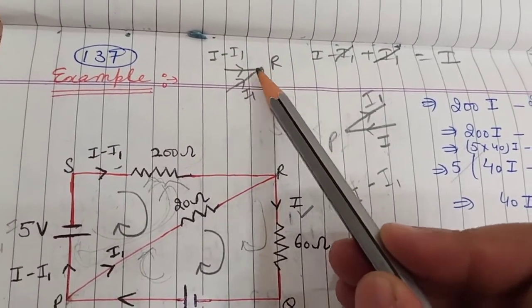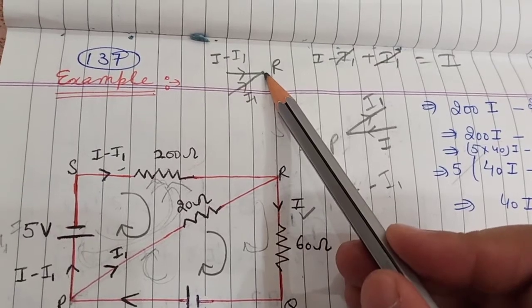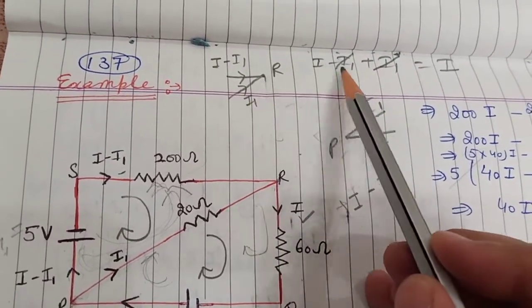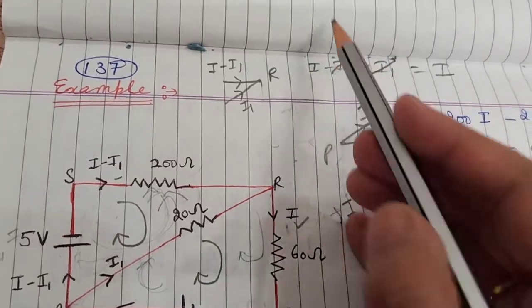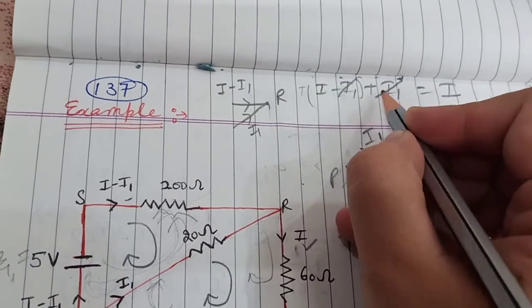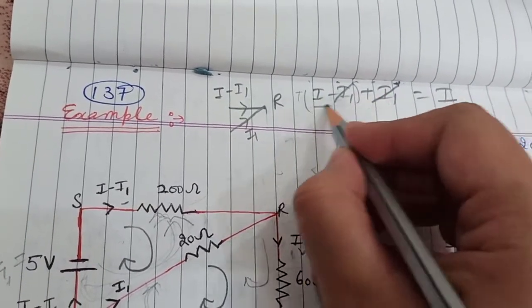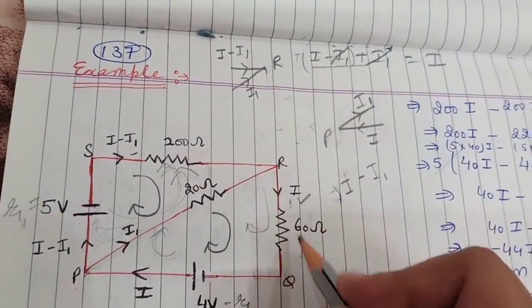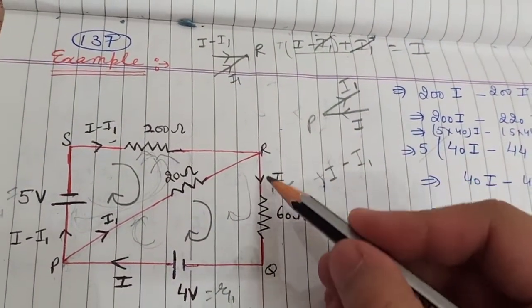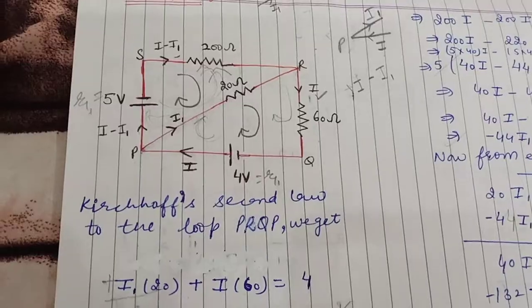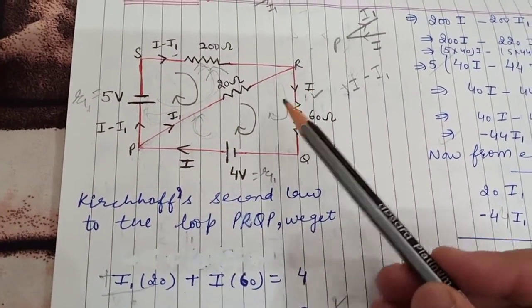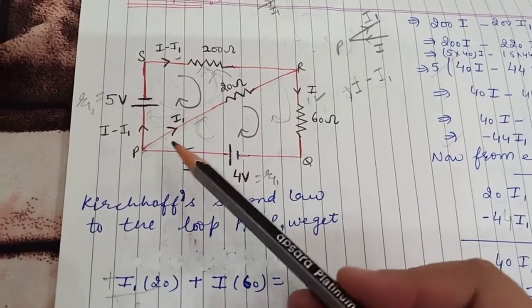So the sum of the currents at the junction point is I minus I1 plus I1, because both are going towards the junction, so positive sign will come. I minus I1 is positive and I1 is also positive. So when we solve this we get I. So that's why I current is flowing through the branch RQ of this circuit.